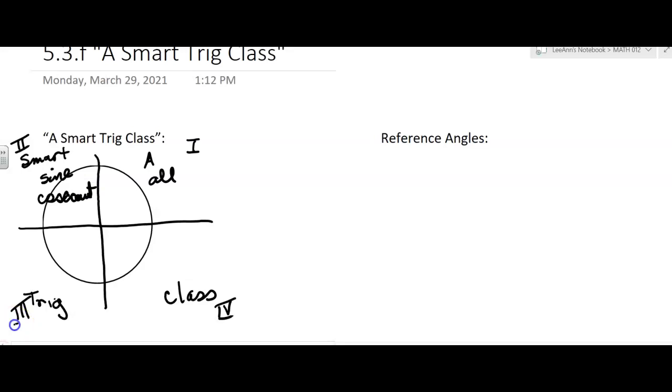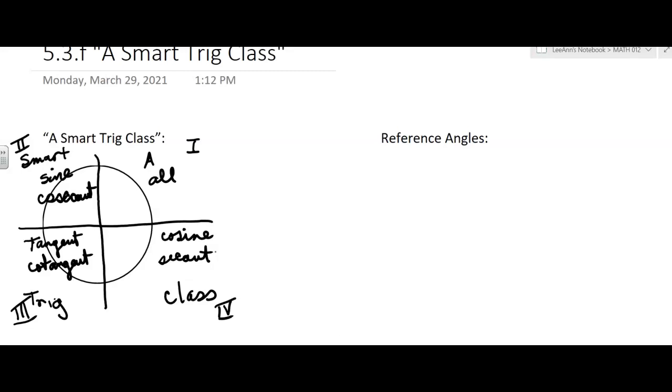In the third quadrant, it's T for tangent and cotangent. So T for tangent, then you have to remember the reciprocal is cotangent. And then class, that's going to be cosine, and then the reciprocal of cosine, which is secant. Those tell you what's positive in each quadrant. Everything else is negative. So you're either positive or negative.